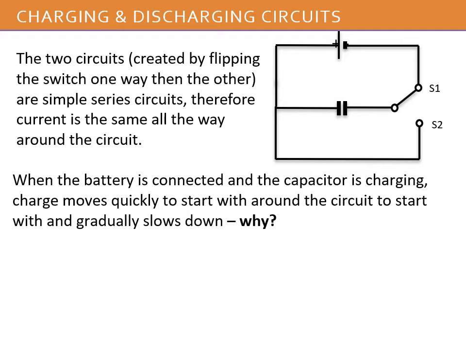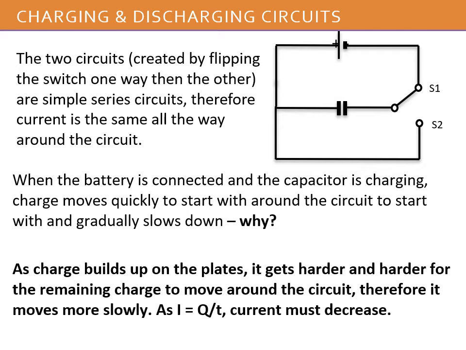When the battery is connected and the capacitor is charging, the charge moves quickly round the circuit to start with and gradually slows down. What's the reason that in the beginning the flow of charge is higher, but after some time it slows down? Think of this question: why does the current slow down? Well done if you think correctly.